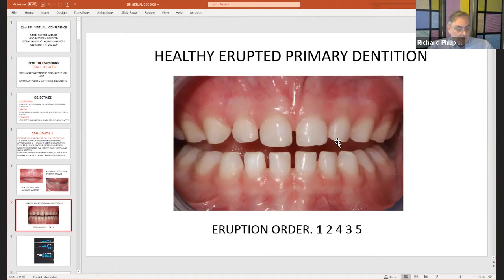And one of the important things is the arrival of the teeth. Now, a lot of people think that the teeth arrive in the order 1, 2, 3, 4, 5. In fact, the teeth arrive in the order 1, 2, the 4th one from the middle, back to the 3rd one from the middle, and then 5. So I've written that out as 1, 2, 4, 3, 5.